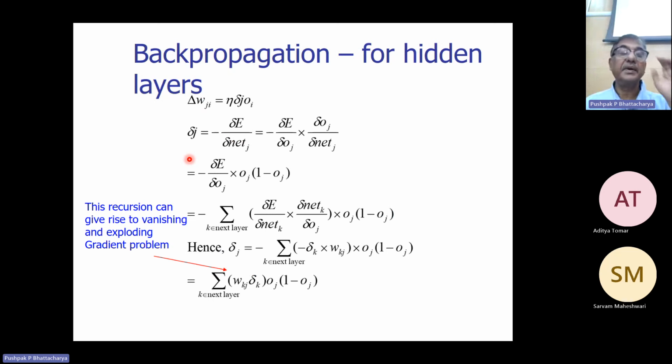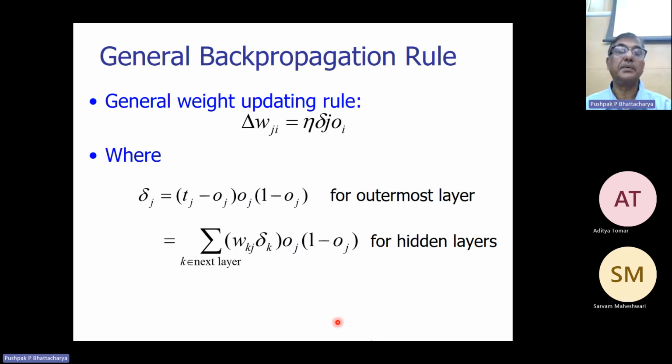So this is a recursive equation. Delta J is in terms of delta Ks from the next layer. Delta Ks from the next layer are obtained from the next to next layer. Where does the recursion stop? It stops at the outermost layer, and in the outermost layer, the delta K is completely known. In the outermost layer, the delta K is target minus output into station derivative. For any layer below the outermost layer, it is backpropagated delta into station derivative.